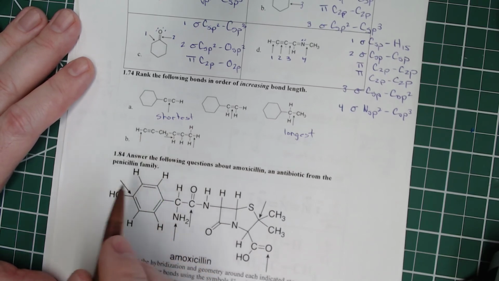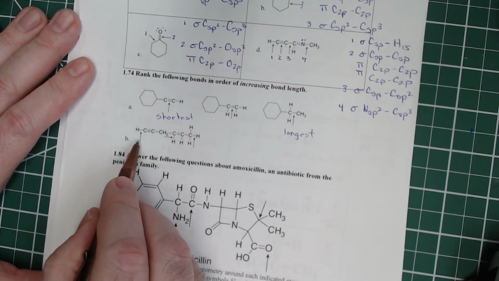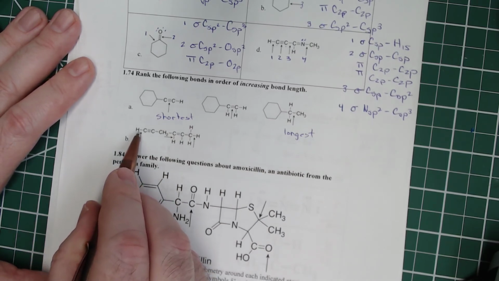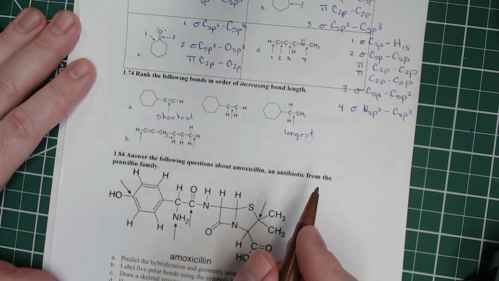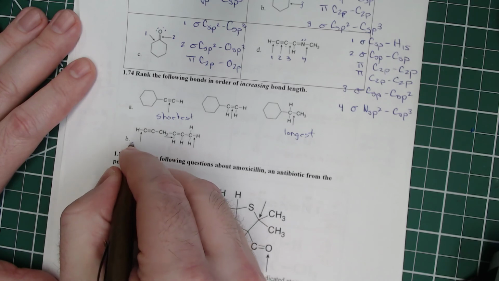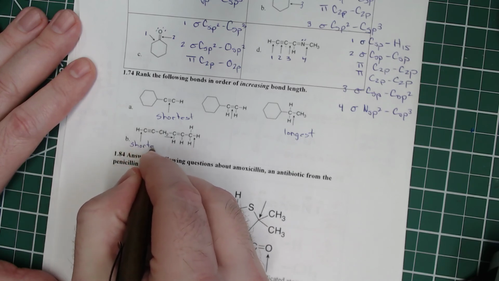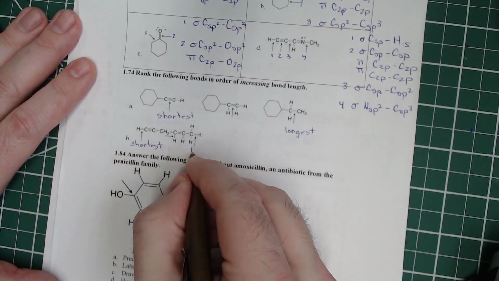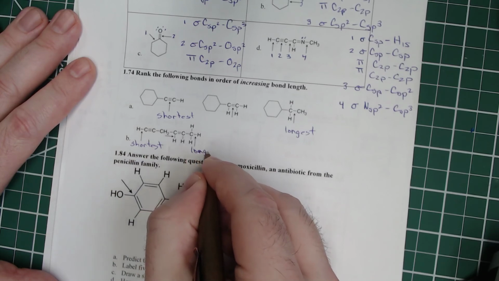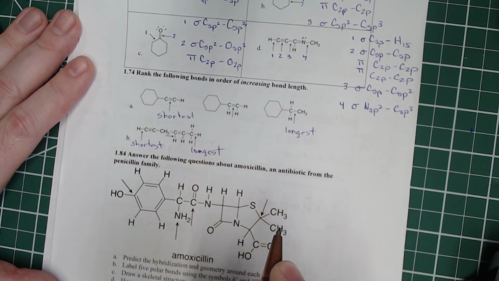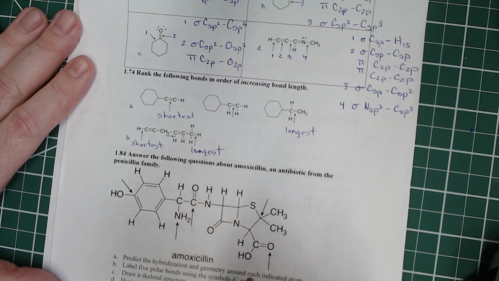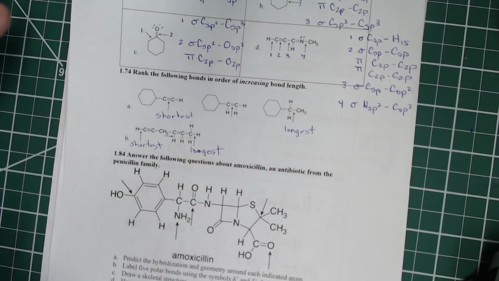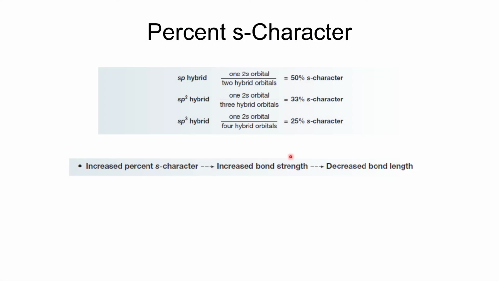All right, on this one, we're trying to compare these three. So here we've got an sp, here we've got sp2. All right, again, this is in the same order. This one should be the shortest, and this one should be the longest. All right, I should probably rework that problem and make it a little bit more challenging. All right, so that is that. Let's go back.